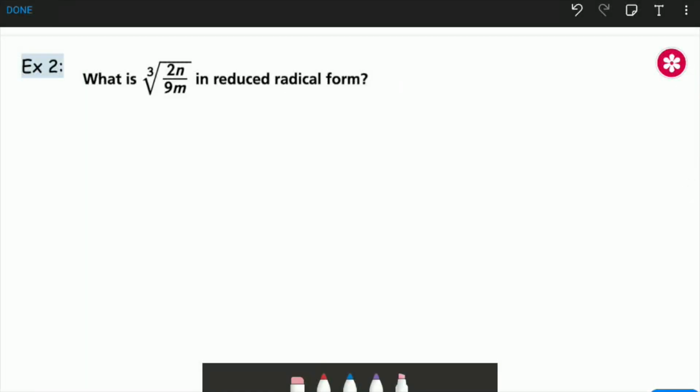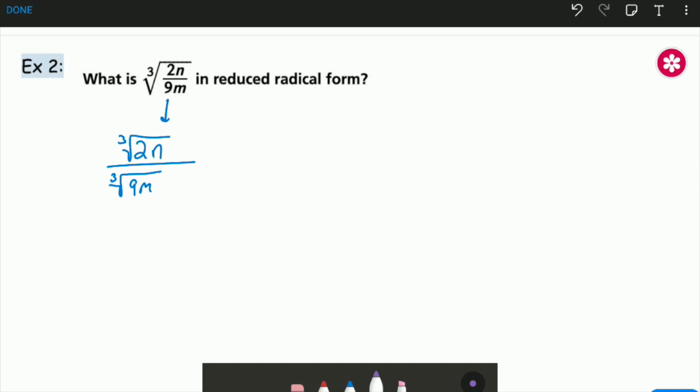Now in this example, we're asked what is the cube root of 2n over 9m in reduced radical form. So again, the purpose of simplifying radicals is to get rid of the radicals in the bottom of the fraction. So when we handle this, we're going to go ahead and start by separating it into the cube root of 2n over the cube root of 9m. And there are different approaches that I could take here. But I'm going to just start with a very basic approach, and then I'll just emphasize another approach I could have taken at the end of the problem.